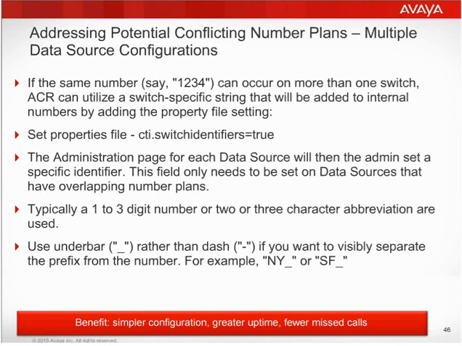In multi-switch deployments, ACR can accommodate conflicting dial plans by adding a character or numerical switch identifier prefix to the data source configuration. This allows, for example, an extension of the same number to exist on multiple switches and still be supported by a single ACR master. This optional setting is configured in the ACR properties file.